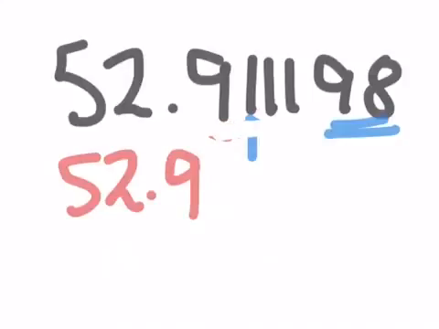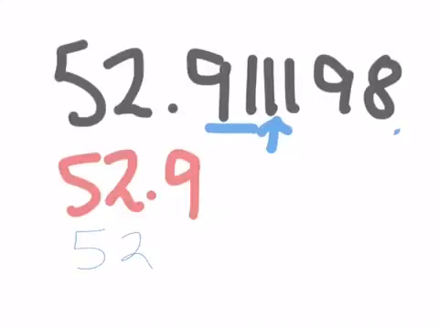Now suppose we wanted to round it off to the nearest hundredths place. So that's two places after the decimal. Again, we just have to look at the number directly behind the hundredths place. In this case, it's still a 1, so if we're rounding it off to the nearest hundredths place, so 2 places after the decimal, our answer would be 52 and 91 hundredths.